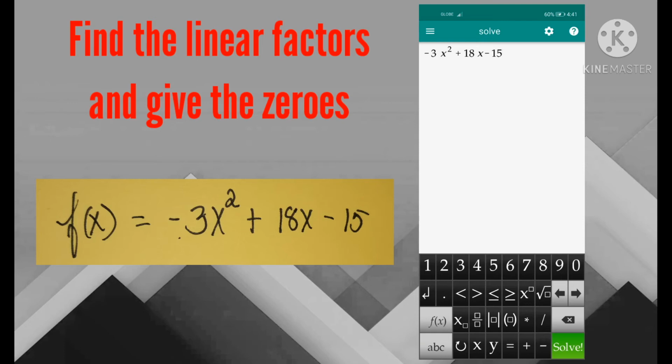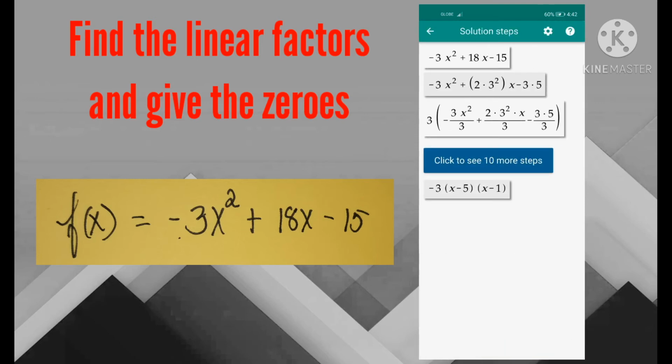Hanapin natin ngayon yung linear factors niya at saka yung kanyang zeros. So let us see, solve, ayun. So meron tayong negative 3 times x minus 5 times x minus 1. So from these factors, you can solve for the zeros or roots. So kung isosolve natin yung zeros niya, dun sa last, pwede nang ang zeros dyan is 1.